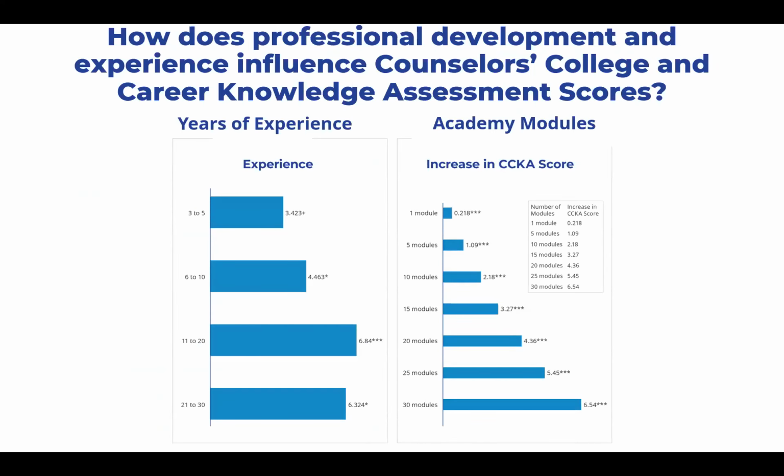So this is just to show a bit of what we've learned thus far of what things predict the amount of college and career knowledge that educators have. And the sample here is specifically counselors. So we controlled for a lot of other things about counselors' demographic backgrounds, the types of schools that they worked in, and so forth. And then we looked at the relationship between two things, their years of experience and the number of modules they had completed in the Texas OnCourse Academy. And we looked at the relationship between those things and their college and career knowledge as measured by this assessment.